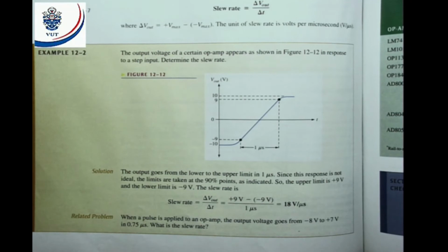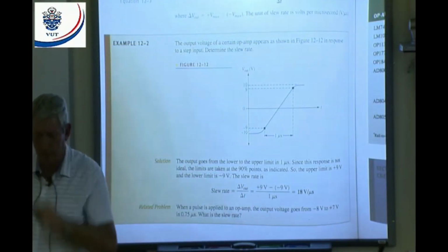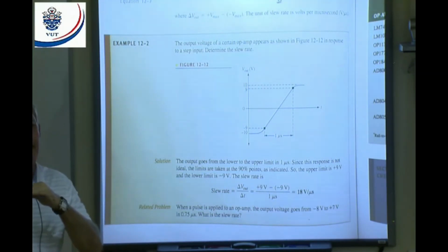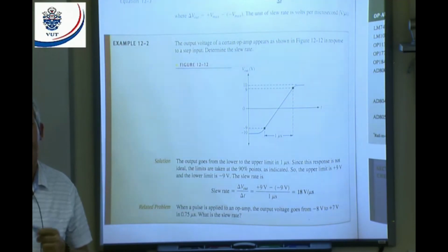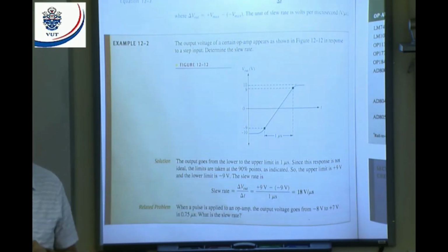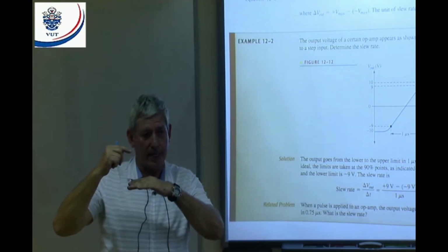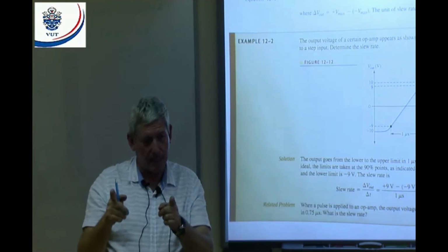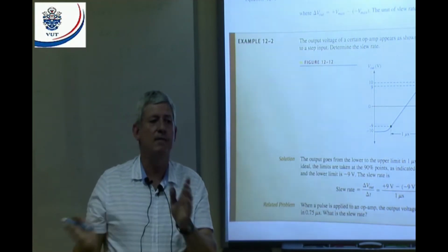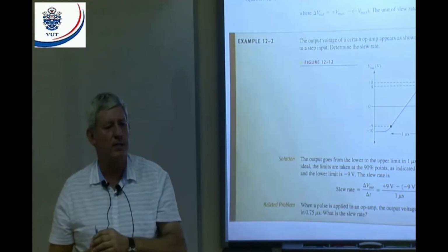Example 12.2. They state the input voltage of a certain op-amp appears as shown in figure 12.12 in response to a step input. Determine the slew rate. Now, on your oscilloscopes, previously, we had 0% and 100% on the screen. If you want to determine the rise time or the fall time of any pulse, you will put it between the 0% and the 100%, and then you will work to 10% and 90%, and then you will determine that time. That will be the rise time of the pulse. Same with the fall time. You will go from 90% to 10% to determine the fall time.